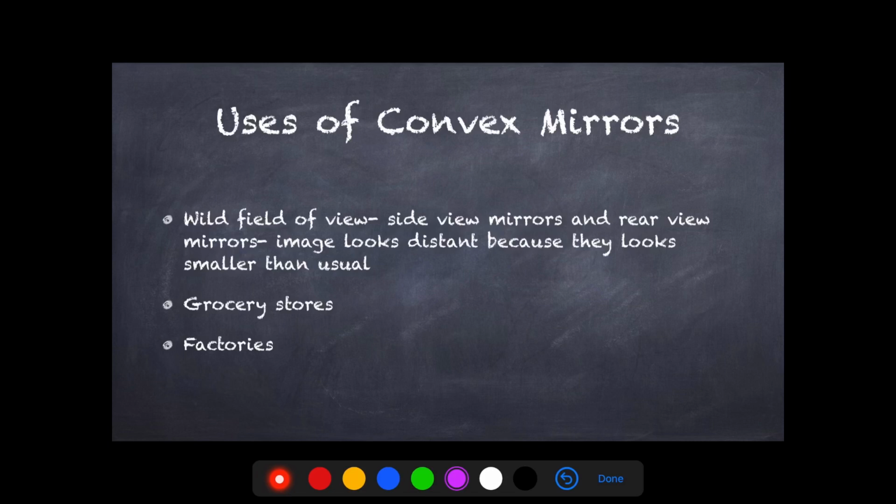So, uses of convex mirrors. Like I said, it gives you a wide field of view. That's why if you look at the rear view mirrors of buses, they're able to see a lot more rather than up close. Usually side view mirrors and rear view mirrors are made from this, and they usually say objects appear a lot closer than they look because of the way that the mirror is designed.